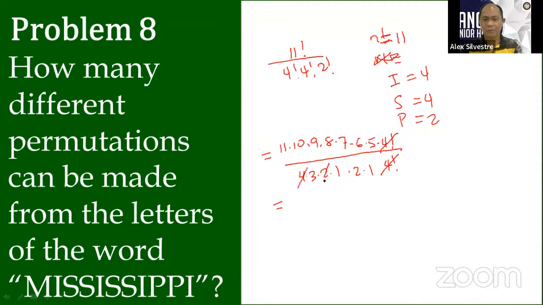Gusto nyo, 4 at saka 2. Cancel natin kaagad yung 8. Okay? Di ba 4 times 2 is 8? 8 na kaagad kinancel ko. O gusto niyo itong 3 at saka 2. Product niyan is 6. Cancel mo yung 6.